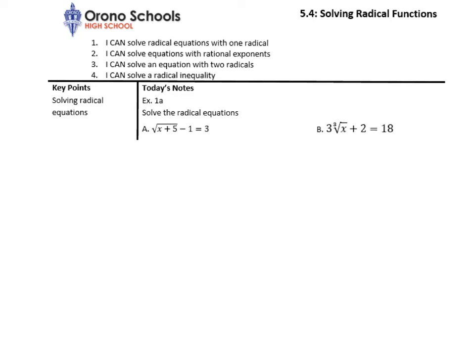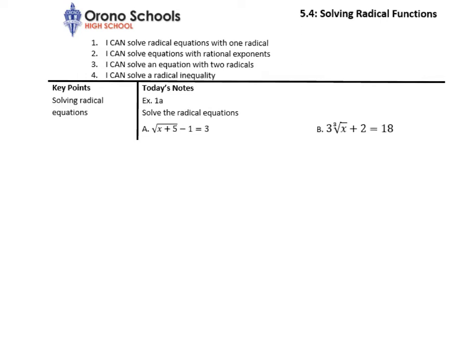Our final lesson for the first half of Chapter 5 is 5.4, Solving Radical Functions. In this lesson, we'll look at equations that have one radical, or sometimes two radicals with different nth roots, and we'll solve and find the validity of those solutions.